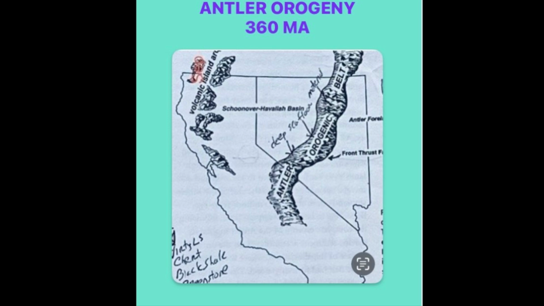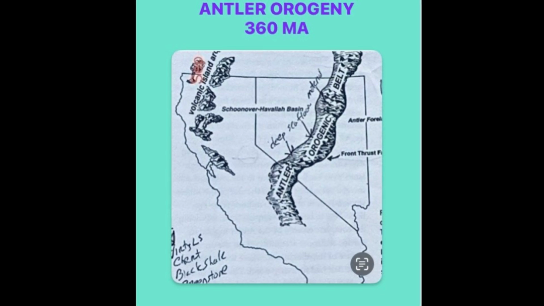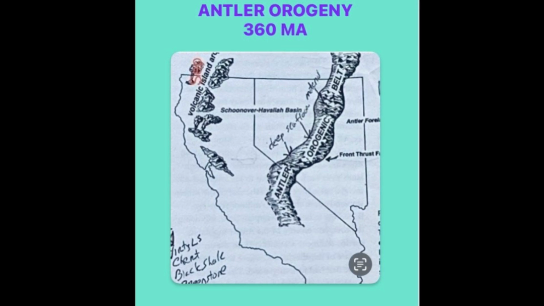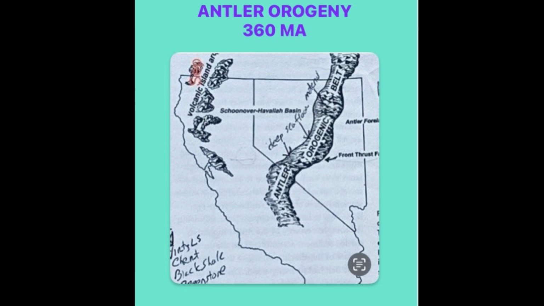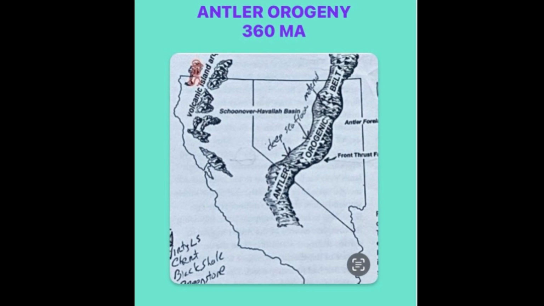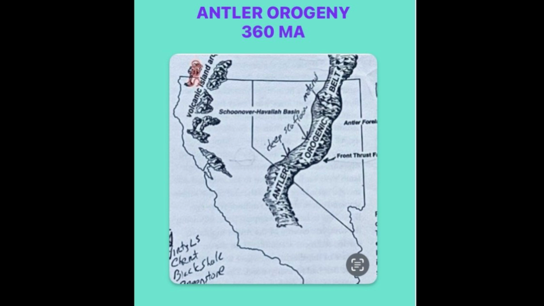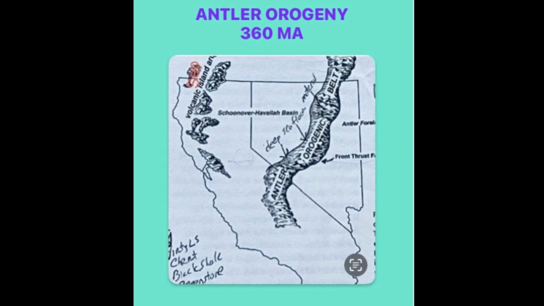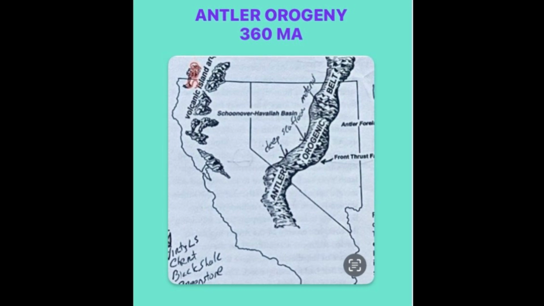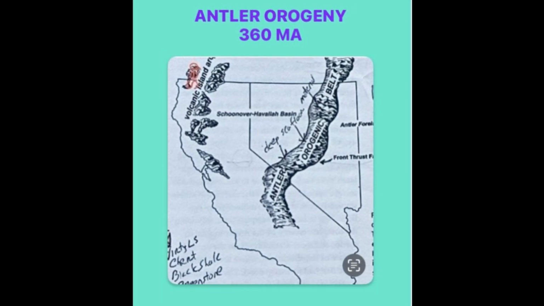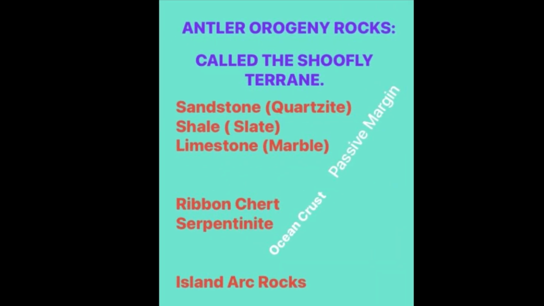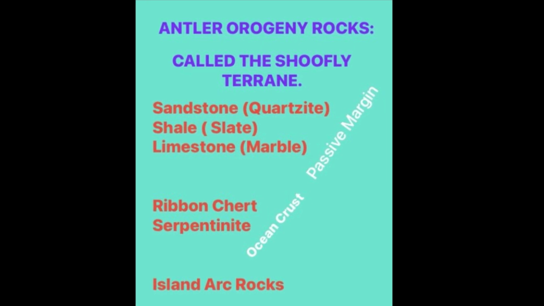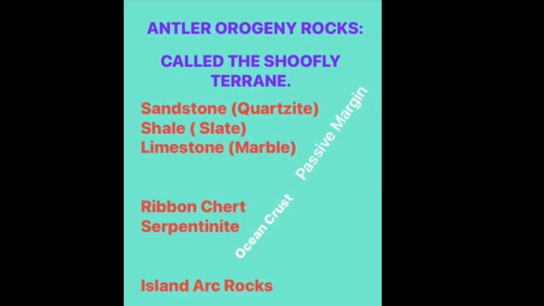Most geologists believe that during the Antler Orogeny, the deep ocean basin was shoved up on top of the continental shelf, resulting in this big long snake of sediments that formed the Roberts Mountains in Nevada. Notice that this material extends down into what will become California, and this Antler Orogeny material will be incorporated into the Sierra Nevada mountains, as we shall see. This package includes passive margin sediments, it includes ocean crust, as well as volcanic island arc material.